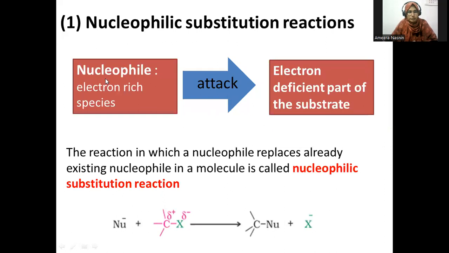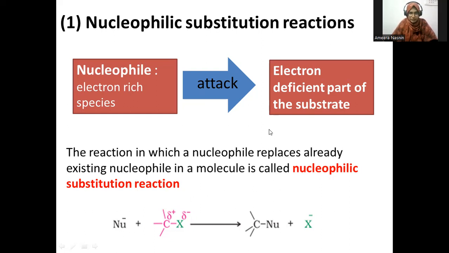Okay, so nucleophile, what is a nucleophile? Nucleo is something related to nucleus. We know that nucleus is positively charged and phile means loving. So the nucleophile is a species that has affinity towards the positive charge. That is obviously electron-rich species. This nucleophile will attack the electron-deficient part of the substrate, the substrate being our alkyl halide. The reaction in which a nucleophile replaces already existing nucleophile in a molecule is called nucleophilic substitution reaction.